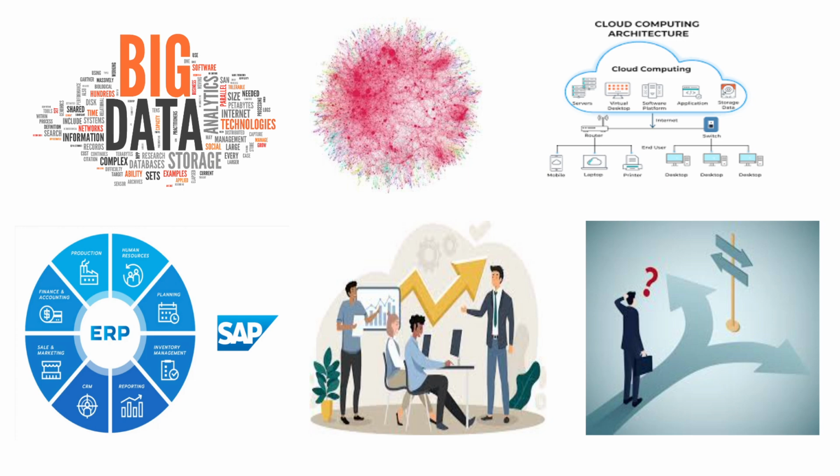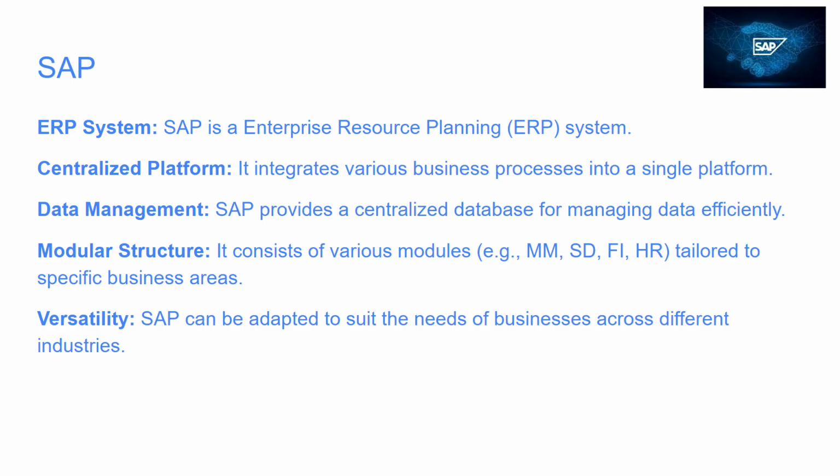In today's world of increasing complexity, big data, and the need for real-time decision-making, enterprise resource planning systems, ERPs, have emerged as strategic tools. So where does SAP come in? SAP stands for Systems Applications Programming and is an ERP system that integrates various business processes by providing a centralized platform for managing data, improving efficiency, and making informed decisions.